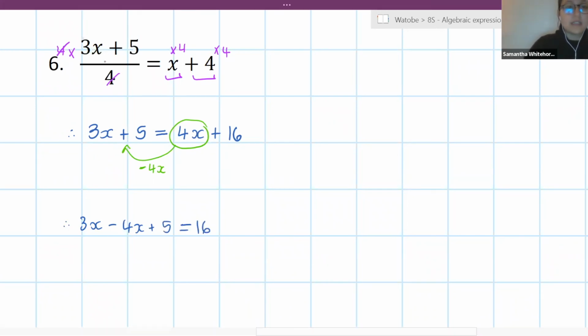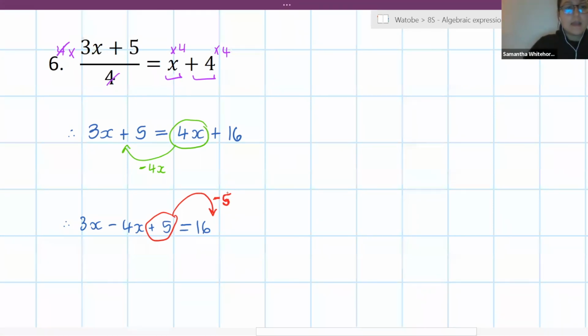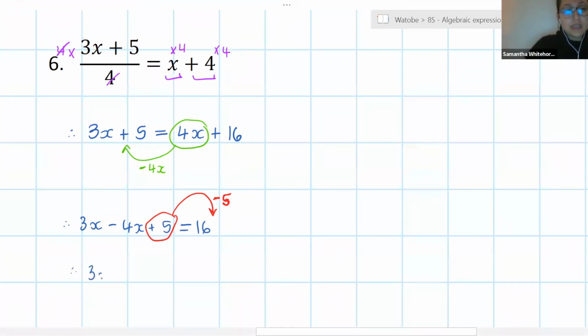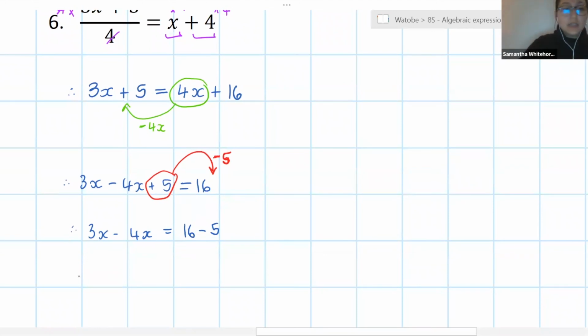Then I want to get this positive 5 over to the right-hand side. So to do that, I use the opposite, so the inverse operation. So I subtract 5 on both sides. That leaves me with 3x minus 4x is equal to 16 minus 5. Now I've got like terms on either side, so I can add and subtract. So be careful here. 3x minus 4x is actually a minus 1x or minus x, however you want to write it. And then 16 minus 5 is positive 11.